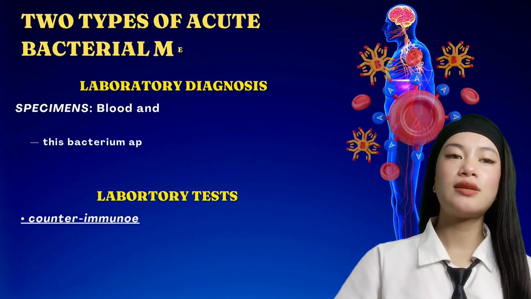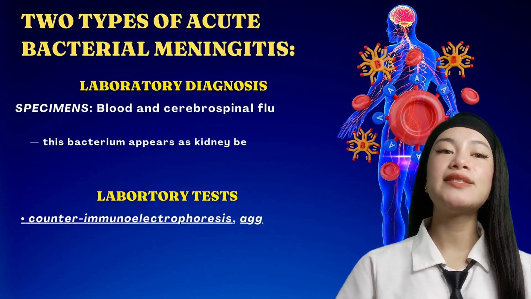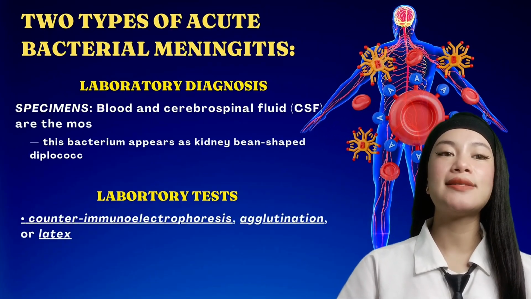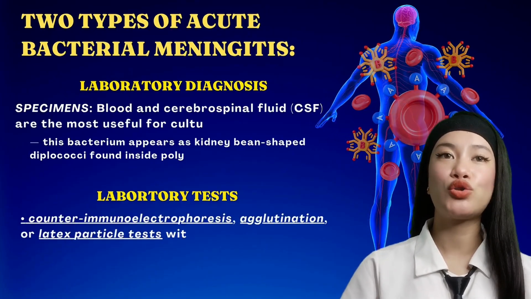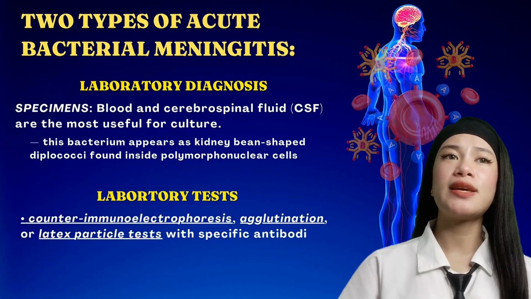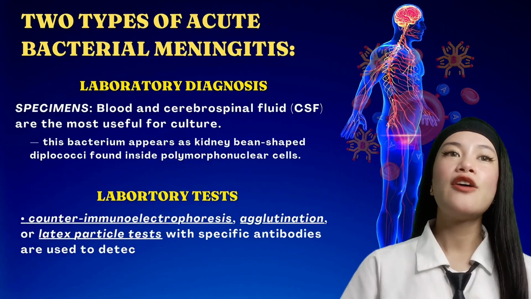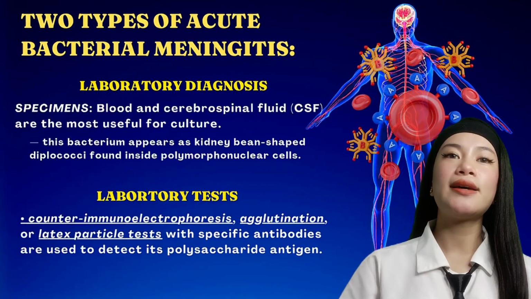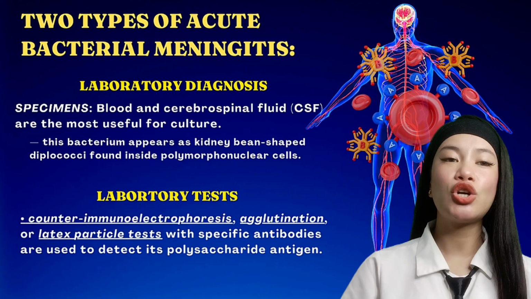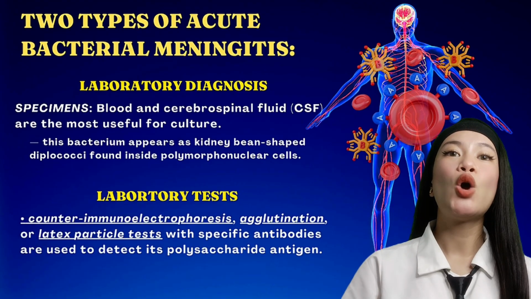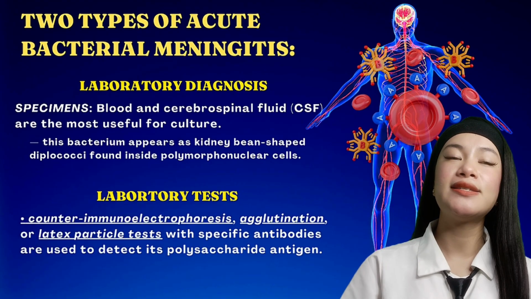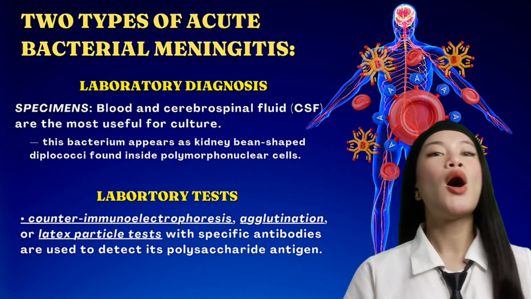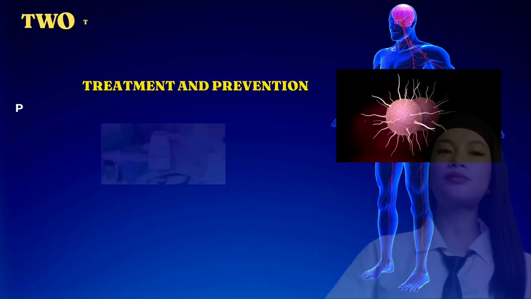Laboratory diagnosis. For specimens, blood and cerebrospinal fluid, or the CSF, are the most useful for culture. This bacterium appears as kidney bean-shaped diplococci found inside polymorphonuclear cells. Laboratory tests such as counter-immunoelectrophoresis, agglutination, or latex particle tests with specific antibodies are used to detect its polysaccharide antigen.